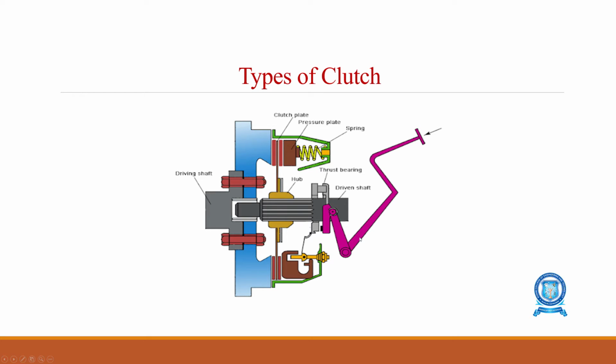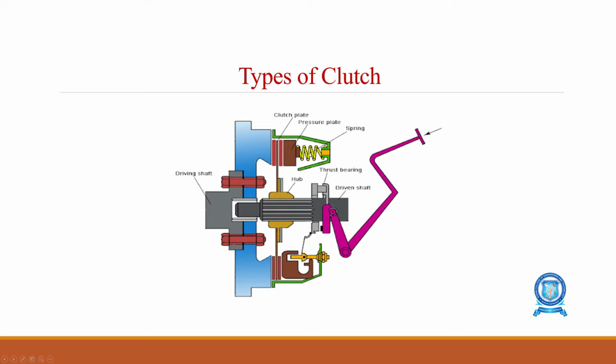When the clutch is engaged, you can see this is the pressure plate, this line is the clutch plate, and these two areas are the friction plate. And when the clutch is engaged, the clutch pedal will pull the driven shaft in a backward direction. At that time, the spring gets contracted.